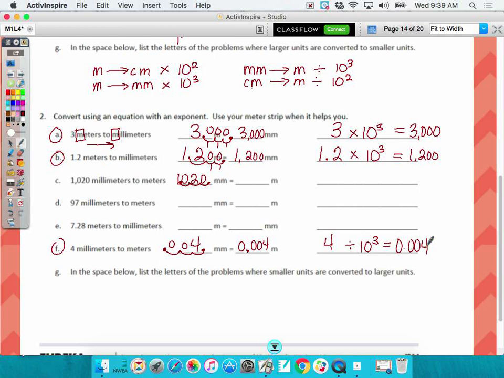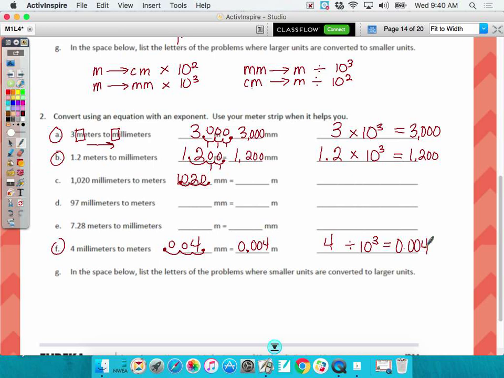Now here's what I want you to think about. G on both of these is asking a question, okay? The first one says, which ones were converted from larger units to smaller units? Well, what's the largest unit we're working with here?